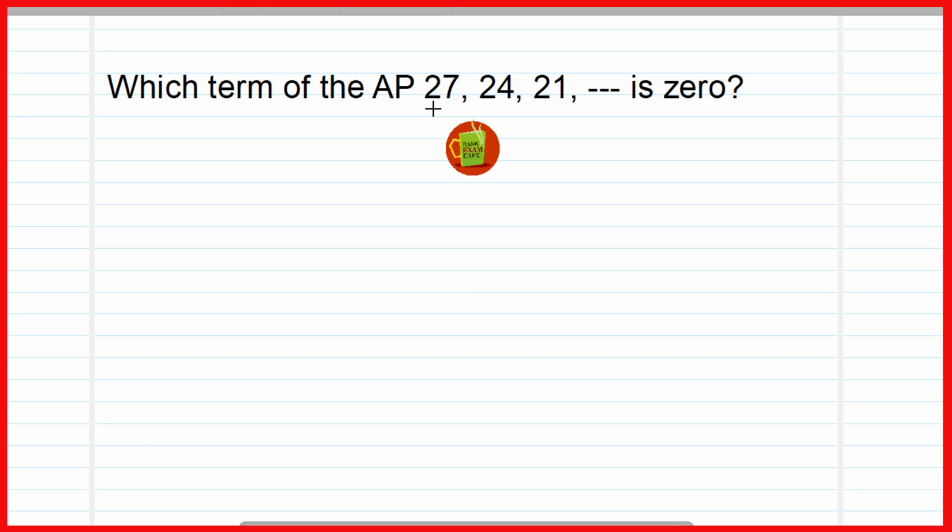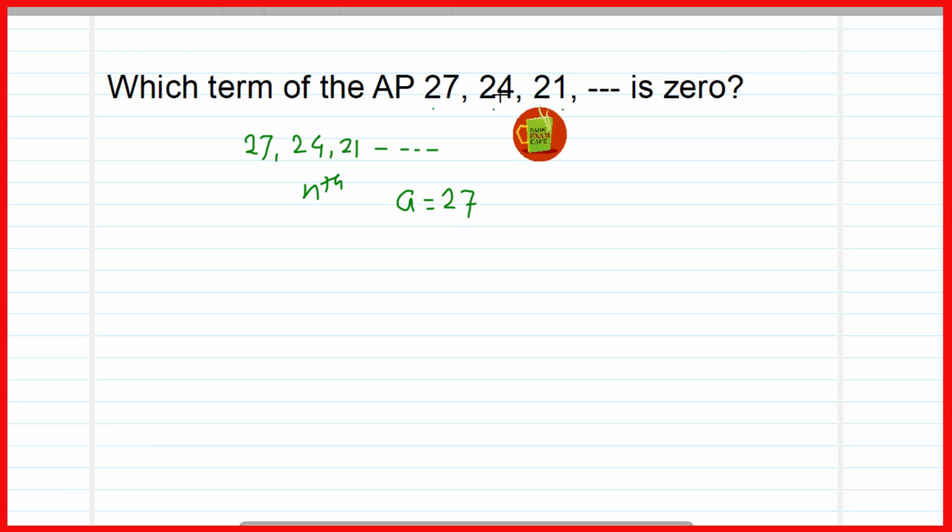Which term of an AP 27, 24, 21 is 0? Here the given AP is 27, 24, 21 and so on, and we have to find which term of this AP will be 0. Let the nth term of the AP be 0. So here a is equal to 27, and d is what? Second term minus first term, that is 24 minus 27, so d is equal to minus 3.